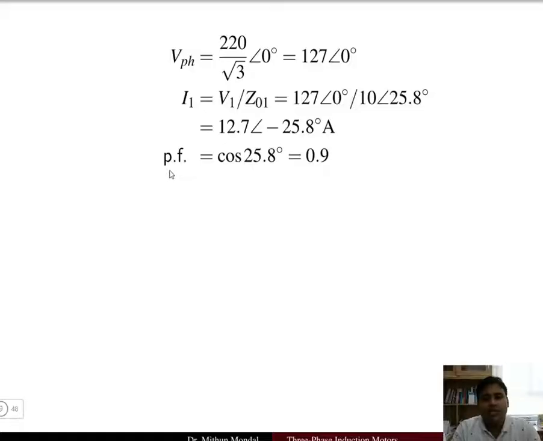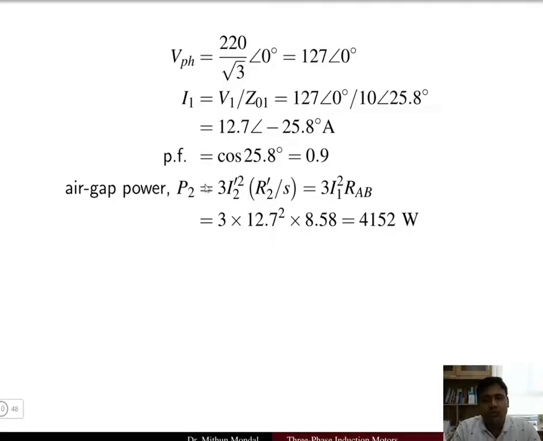It means that the power factor of the network is basically the cosine of the phase angle between the voltage and the current, which is 25.8. So this gives 0.9. Now for the air gap power, you have the stator and the rotor.